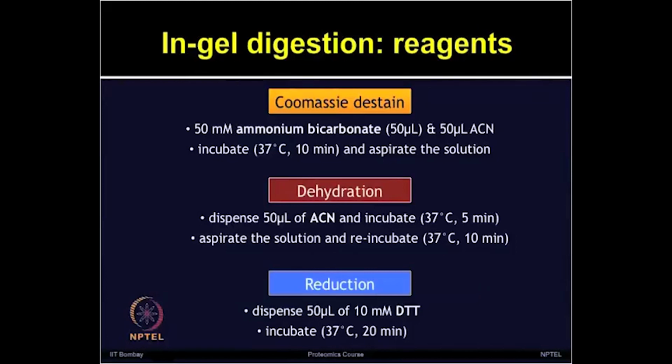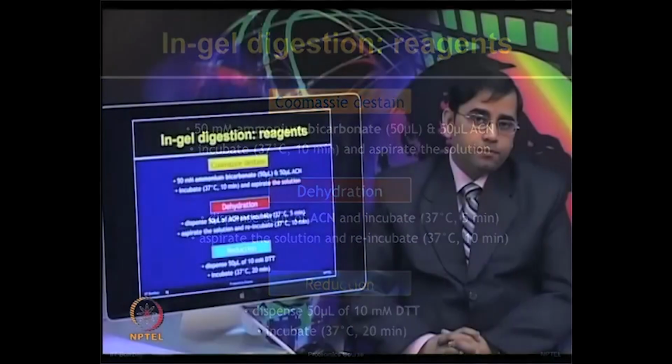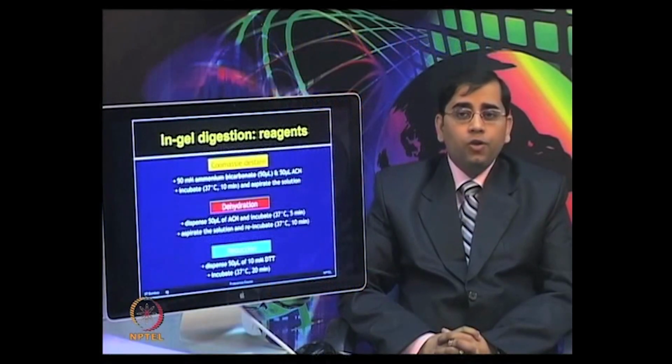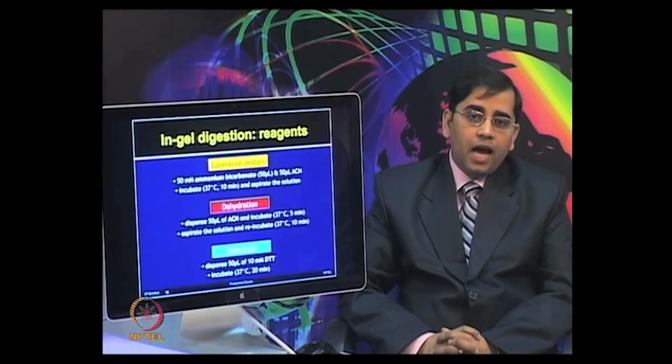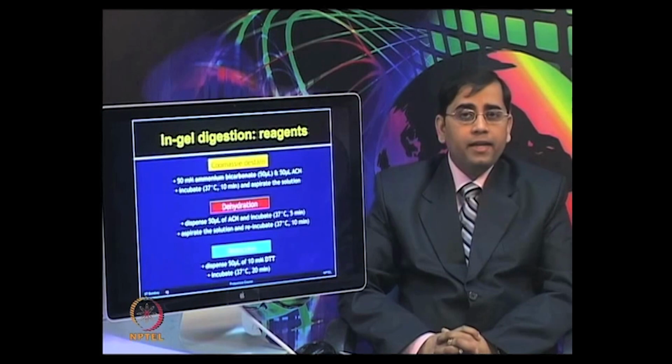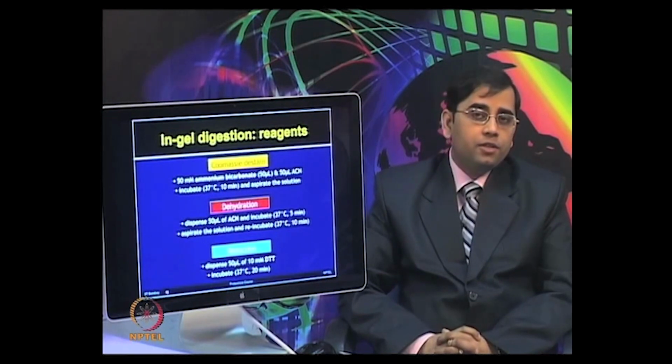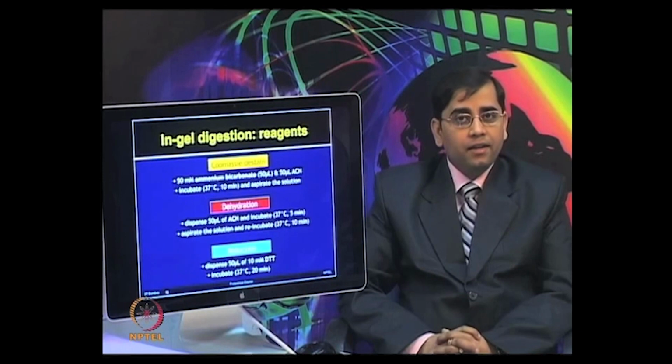The excised gel pieces should be washed with the bicarbonate buffer and acetonitrile for removal of the staining agent. You can see the recipe in the slide. We will talk more about how to do these experiments when we come to the animation of these steps. Acetonitrile reduces the hydrophobic interaction between the protein and the stain, while the ionic solution decreases the ionic interaction between the negatively charged Coomassie Brilliant Blue dye and the positively charged protein.